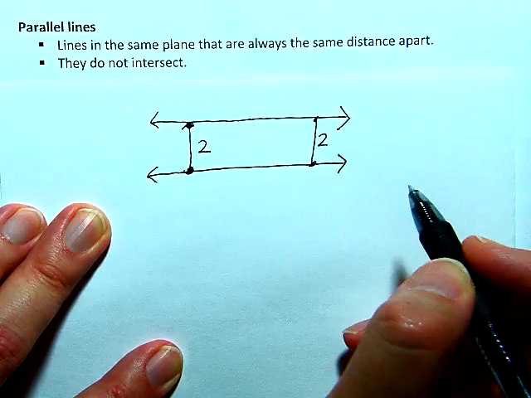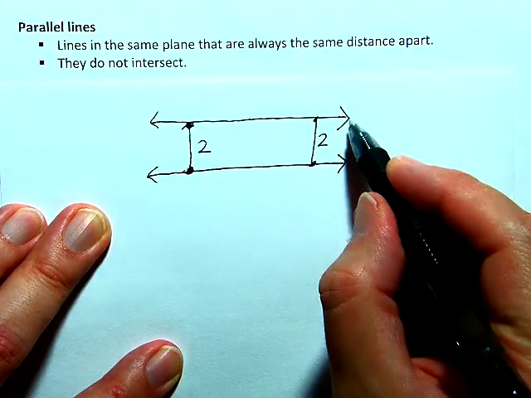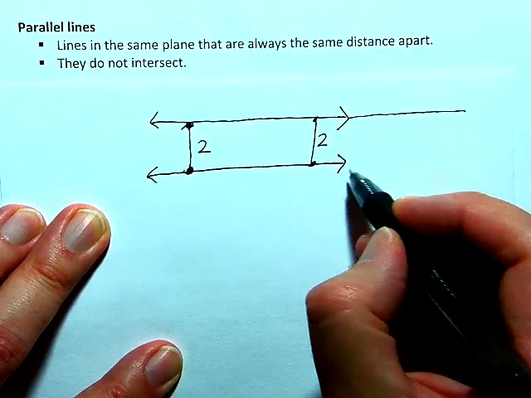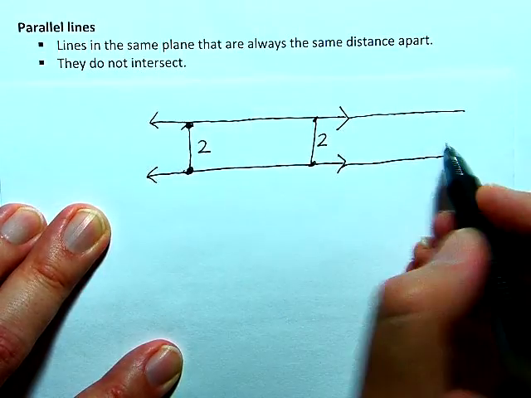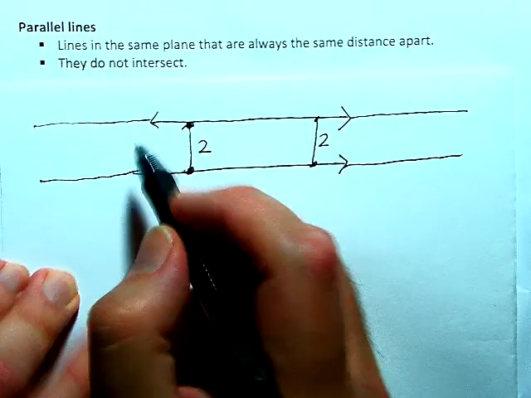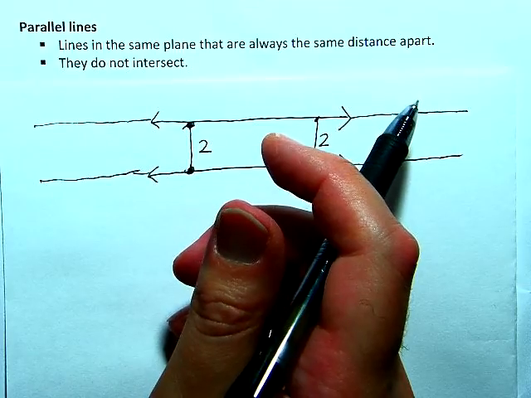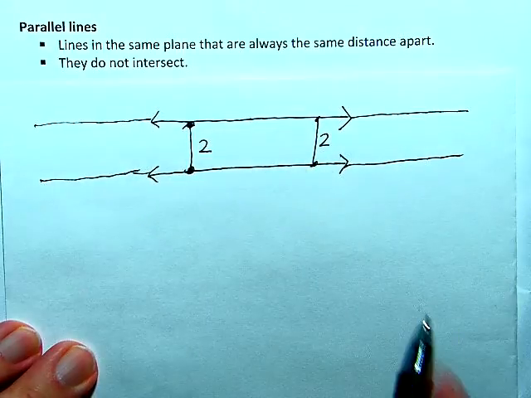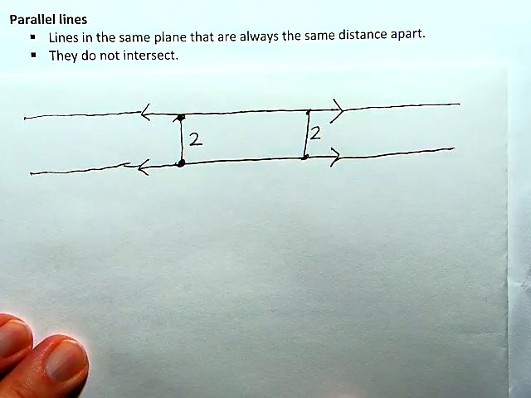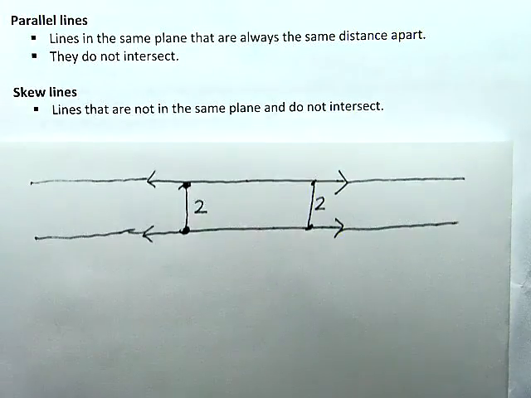You want that distance to be the same as the distance between the lines over here, which let's say should also be 2. So, in other words, these lines are always going to be the same distance apart, no matter how far into infinity you measure them one direction or the other. They stay the same distance apart. Okay, and they never intersect. They don't intersect. Very important. Parallel lines do not intersect.